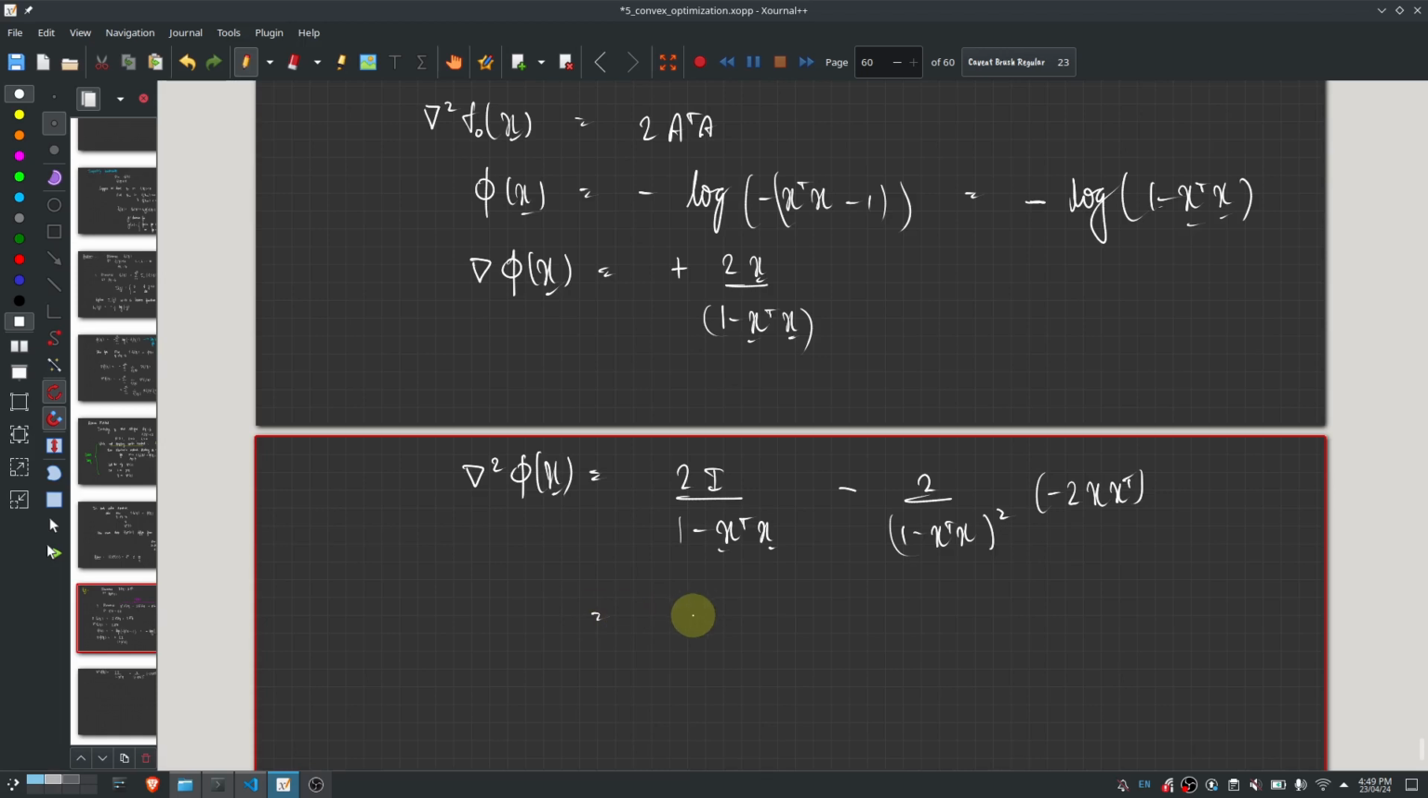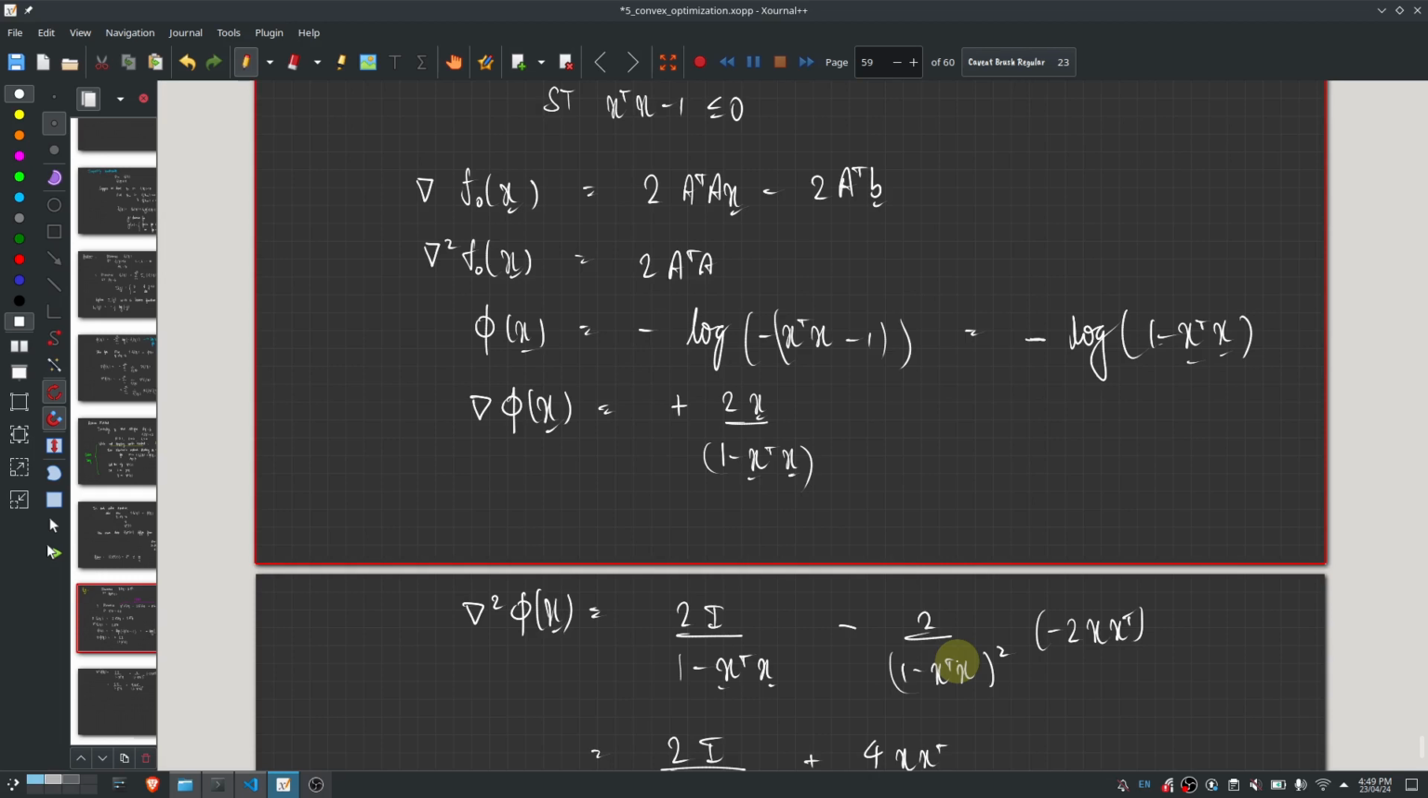Okay, so this is just 2 times the identity matrix divided by 1 minus x transpose x plus 4 times x x transpose divided by 1 minus x transpose x the whole square. Correct? Okay, so let's try to write this down.